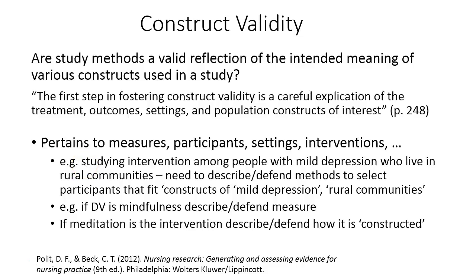So let's say you're studying an intervention among people who have mild depression and they live in rural communities. So here you have this construct of mild depression and rural communities. How are you defining mild depression? And how are you including in your target sample those people who fit that definition of mild depression? And can you defend how you're defining that based on the literature? Same for rural communities. How do you include people who live in how you've defined a rural community and exclude people who don't live in a rural community? Because there's often shades of gray in how those things are defined.